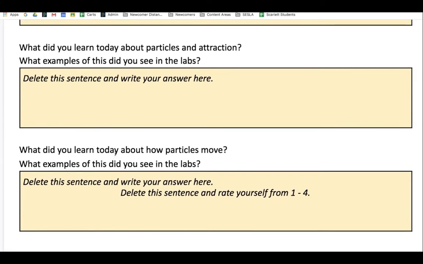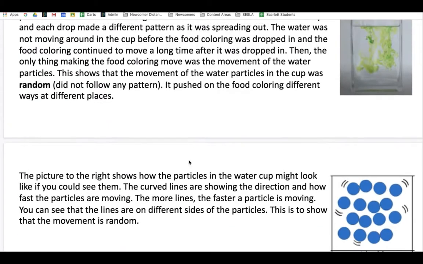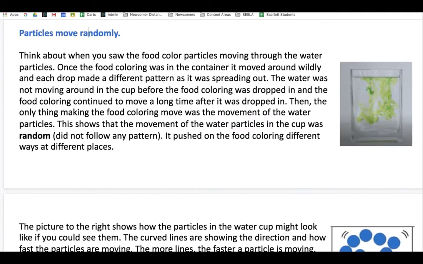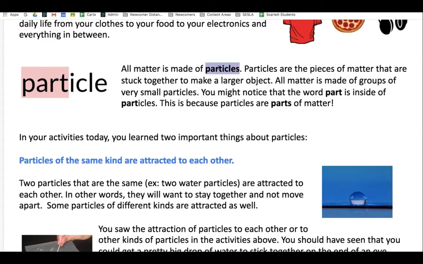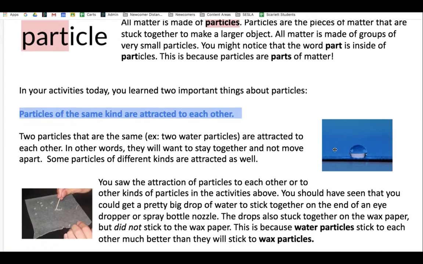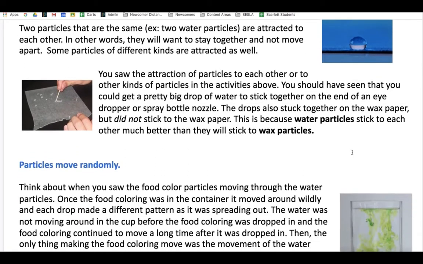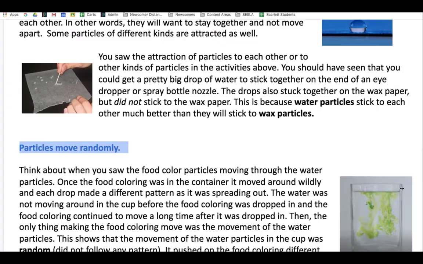Last question. What did you learn today about how particles move? What examples of this did you see in the labs? Well, we learned that particles move randomly. That means they do not have a pattern. The example that we saw was the food coloring moving through the water. I hope this was helpful. You should walk out of today feeling like you understand that particles are tiny parts of matter, that they are attracted to each other, just like the water droplets wanted to stay together, and that they move randomly.